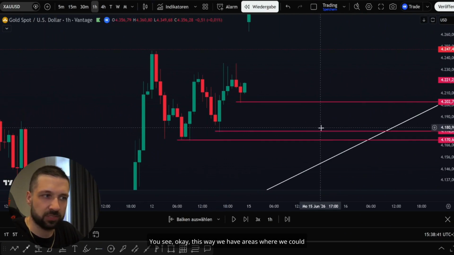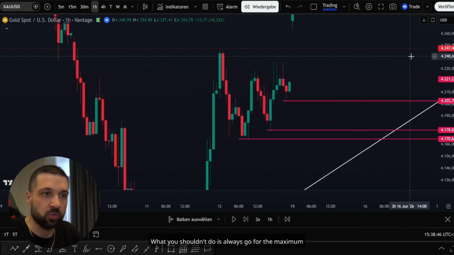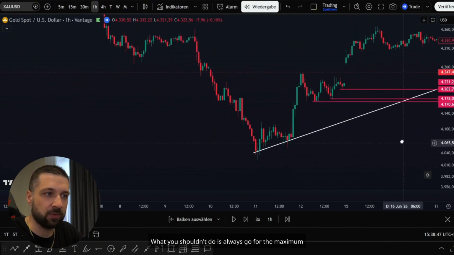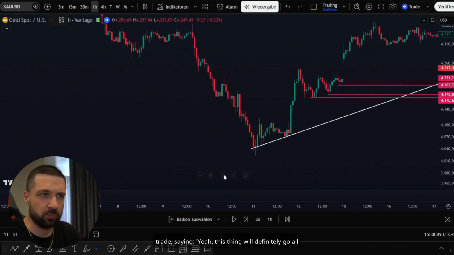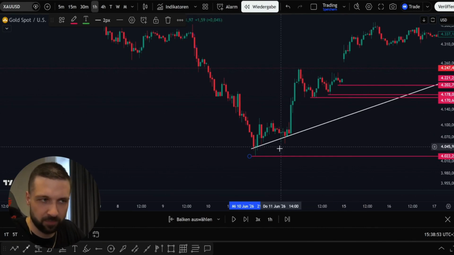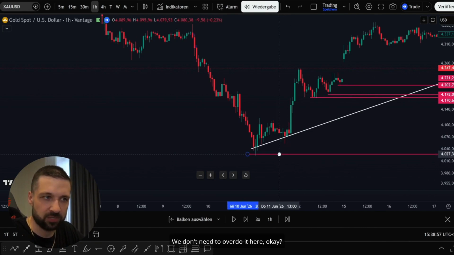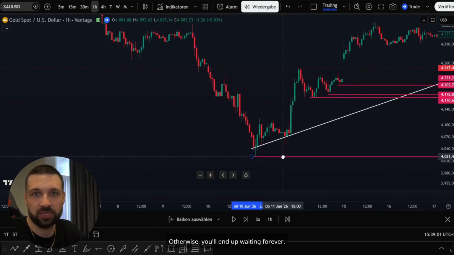You see, this way we have areas where we could theoretically let the trade run to. What you shouldn't do is always go for the maximum trade, saying, yeah, this thing will definitely go all the way down here. No, so stop doing that. Don't always go straight for the maximum on the largest time frame. We don't need to overdo it here, okay? Important point. Otherwise, you'll end up waiting forever.